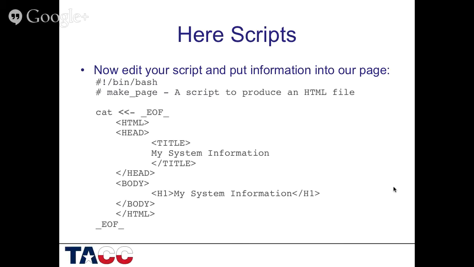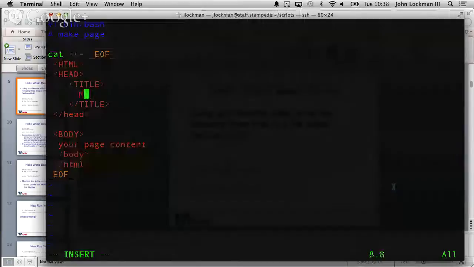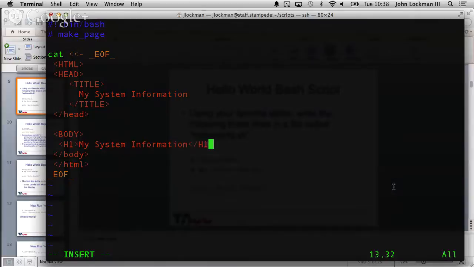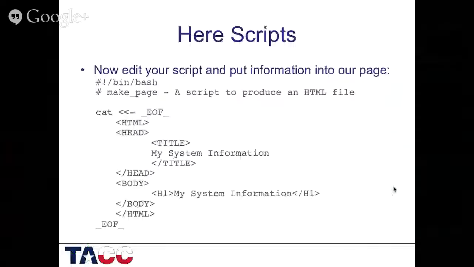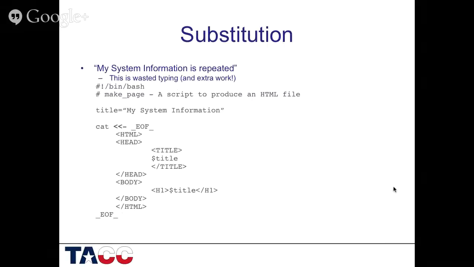We've added it, and now it says my system information for the title and my system information in the body, in the H1. So what do we have now? Another piece of duplication. The phrase my system information is written twice, and again, I want to be more efficient. Typing that twice is wasted typing and extra work for you, the programmer. So let's instead make up a variable and do some substitution in here.